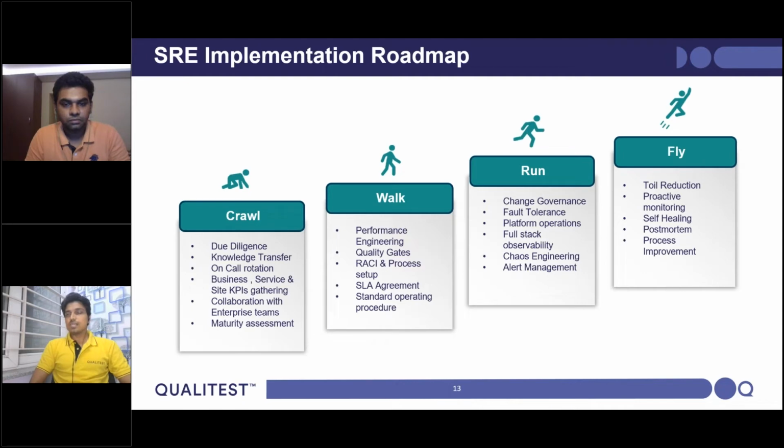The first stage is the crawl stage. Organizations primarily spend time with the shift right teams, the IT operations teams, and assess their current maturity to embark on the SRE journey. That is the crawl stage, which is more chaotic. Then it moves on to the walk stage. This is where NFT SRE teams have to come in, define performance engineering and quality gates, and define the RACI across various stakeholders, including development teams, architects, and IT operations teams.